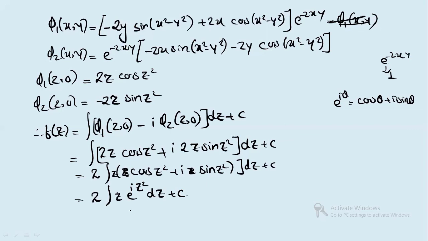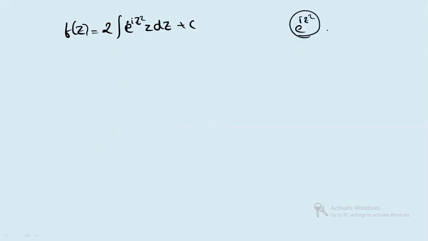Now we will solve this integration. You are getting f(z) equals 2 times the integration of e to the power i z² z dz plus c. If I take z² equals t, this will give me 2z dz equals dt. So from here I can find the value of z dz equals dt by 2, and we will substitute this here.